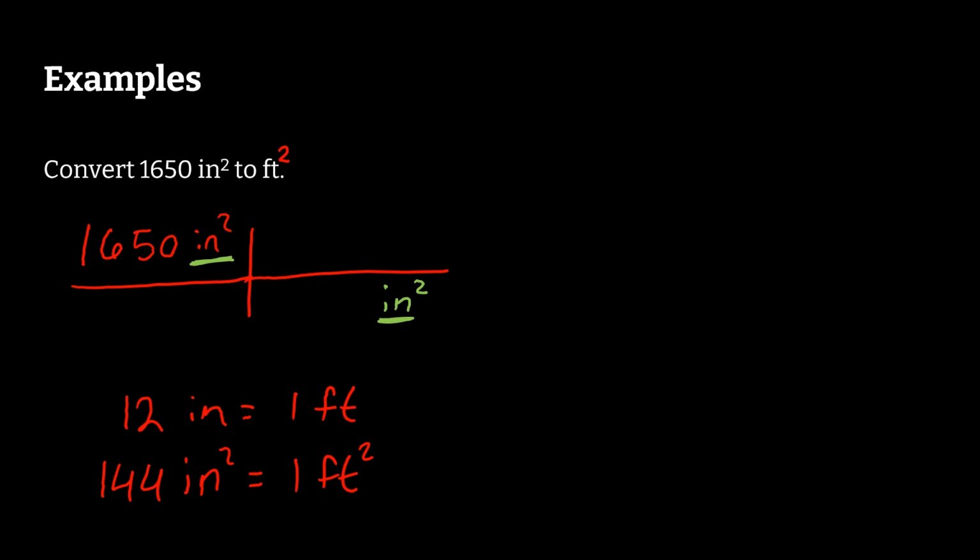So 1 times 1 being 1. Now, this is going to be the conversion that we use in this step. We have 144 inches squared equal to 1 foot squared. And then we're able to solve. And we're still just looking at the regular numbers. So we get 1,650 times 1, all divided by 144, which will end up being 11.5 feet squared.